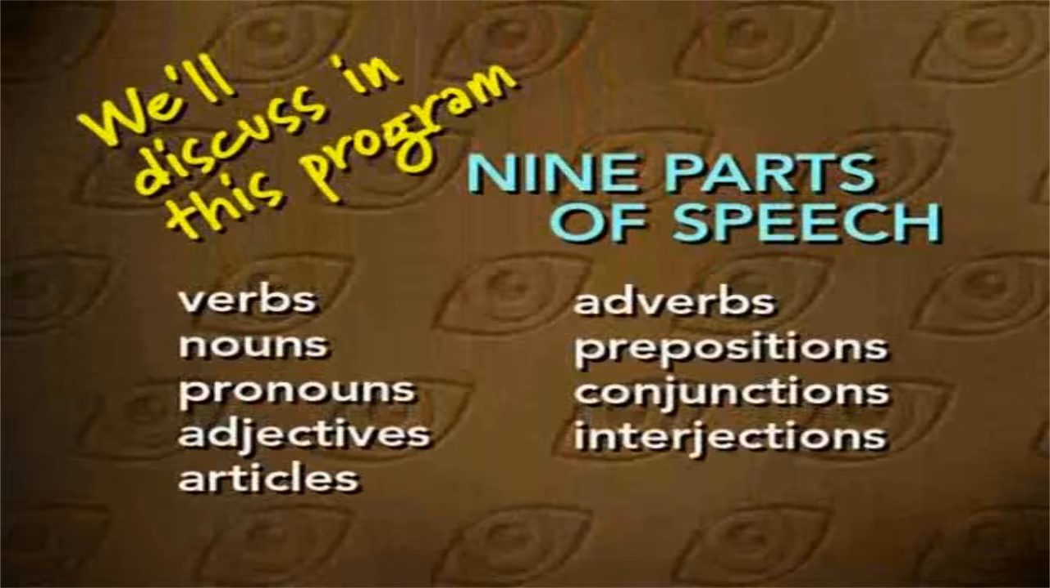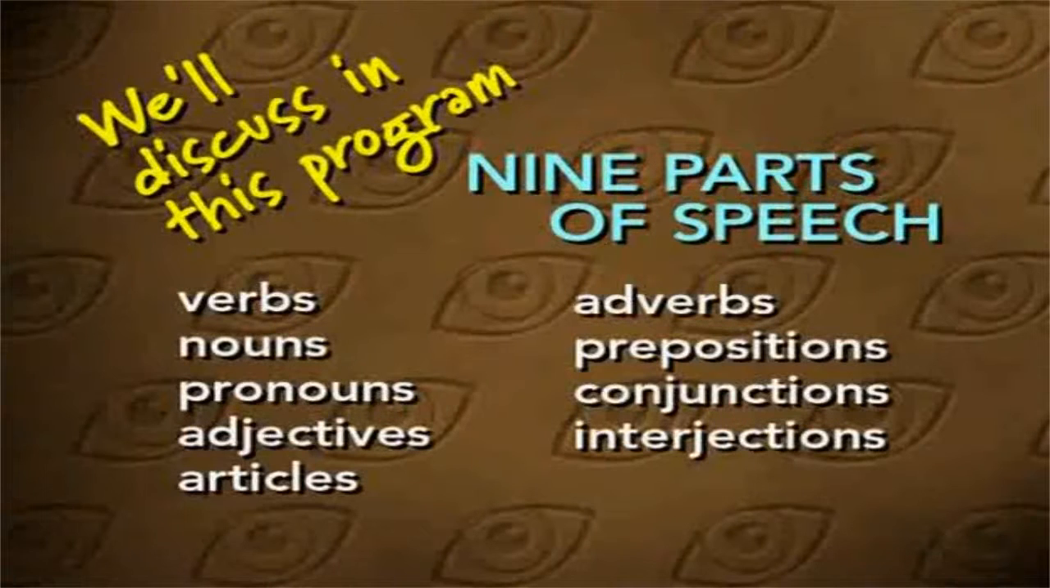There are 9 different parts of speech in English. That is, 9 different kinds of words that are used in creating sentences. In this first lesson, we'll talk about 3 of the parts of speech: verbs, nouns, and pronouns.